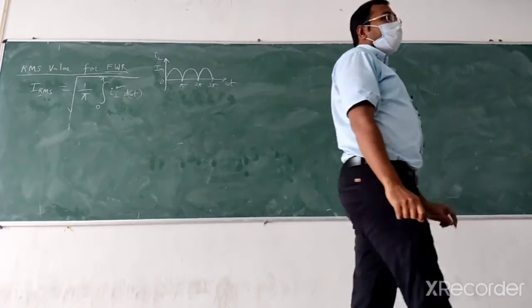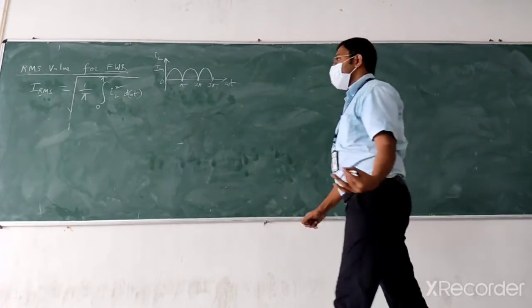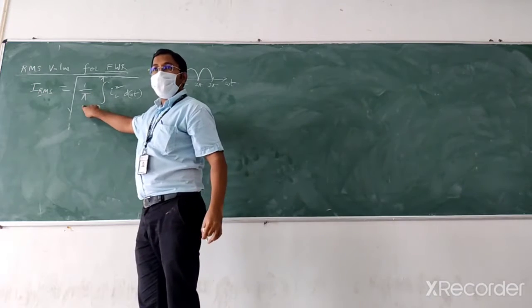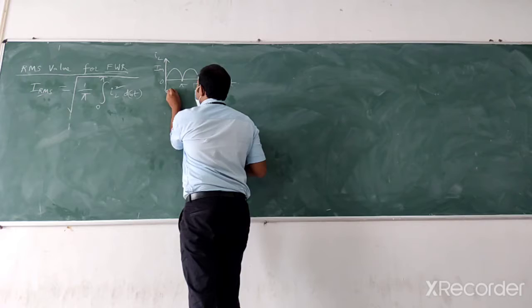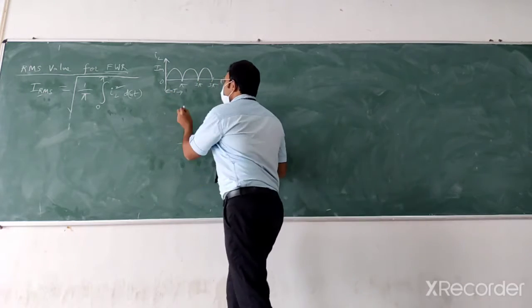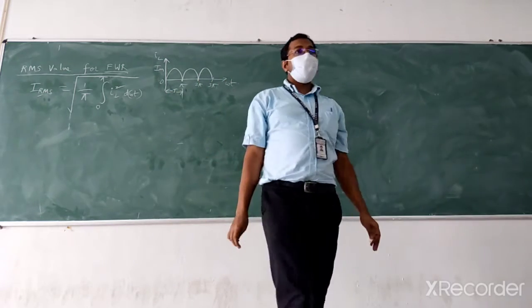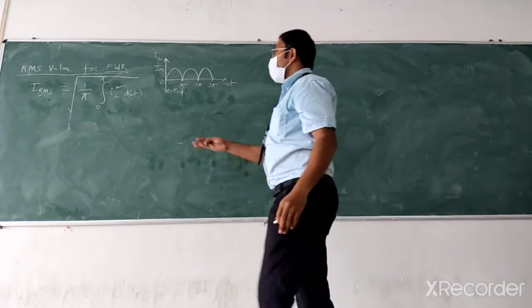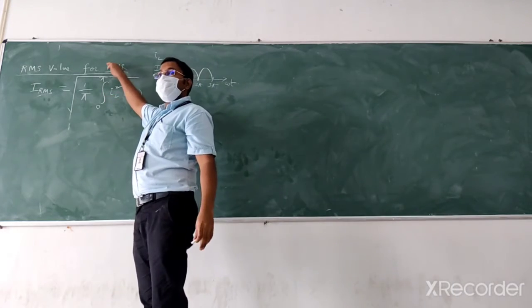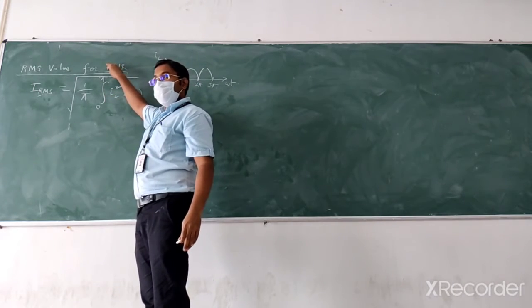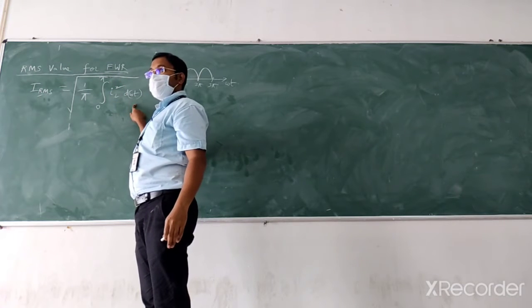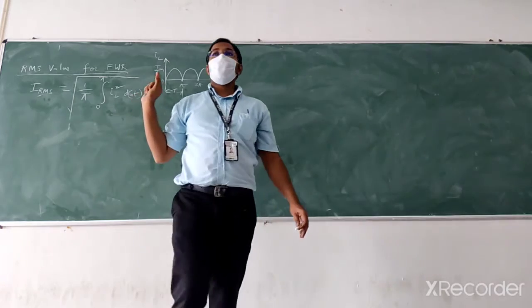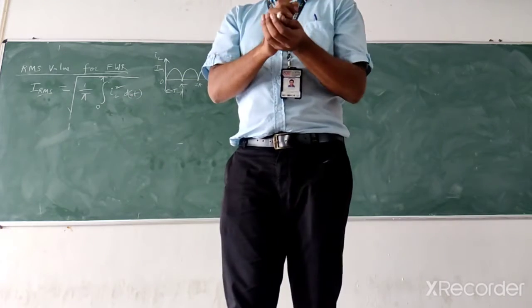So again I repeat: 1 by time period, 0 to time period. Here the time period T is simply pi. So 1 by pi, integral 0 to pi, i square d omega t. Clear? Very easy, right?